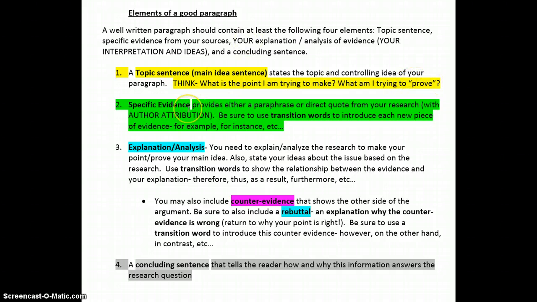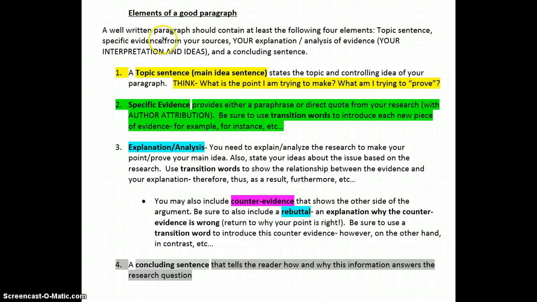Then use specific evidence. This can be a quotation or paraphrase from the text or your own reason that backs up the topic sentence. Specific evidence provides either a paraphrase or a direct quote from your research with author attribution. Be sure to use transition words to introduce each new piece of evidence, for example, for instance, etc.